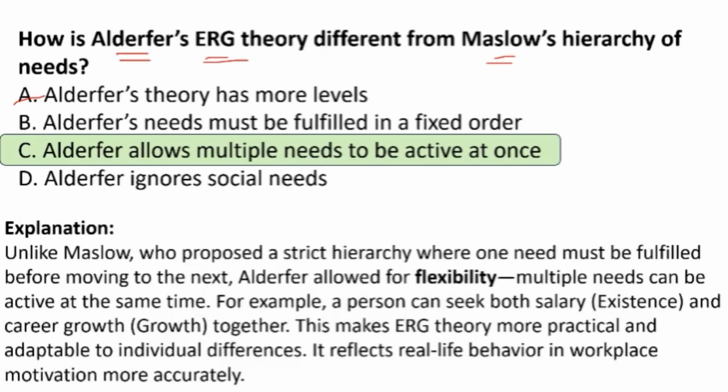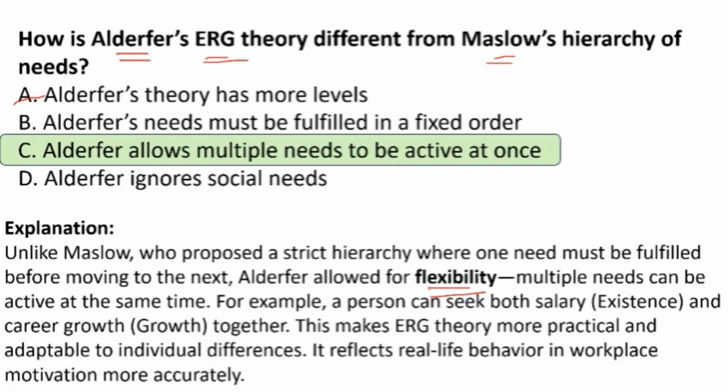See, unlike Maslow, who proposed a strict hierarchy where one need must be fulfilled before moving to the next, right? We have seen that in the previous session as well, how Maslow said you should first fulfill one thing and then move to the next one, and then only you will be more productive. But Alderfer is saying all can be active at once, right? That is the flexibility he described. Multiple needs can be active at the same time.